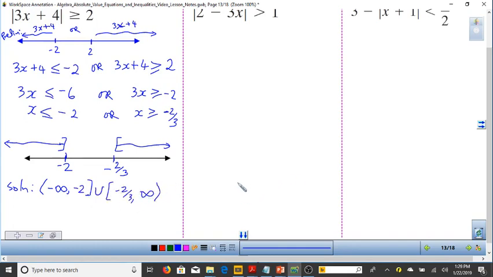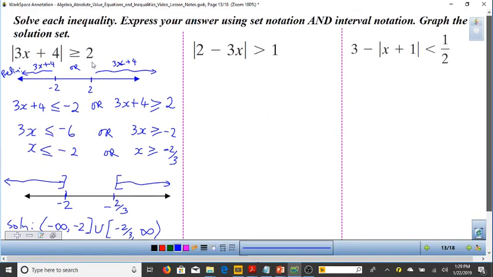And I'm going to leave you to check the solution here. You can try any number. You should try a number in both regions. So you try negative 3, for example. It should work. Negative 3 times 3 is negative 9, plus 4 is negative 5. The absolute value of negative 5 is 5, which is greater than or equal to 2. If I try 0, which is on the right side of negative 2/3, we get 3 times 0 is 0, and then plus 4 is 4. The absolute value of 4 is 4, which is greater than or equal to 2. So both numbers work.